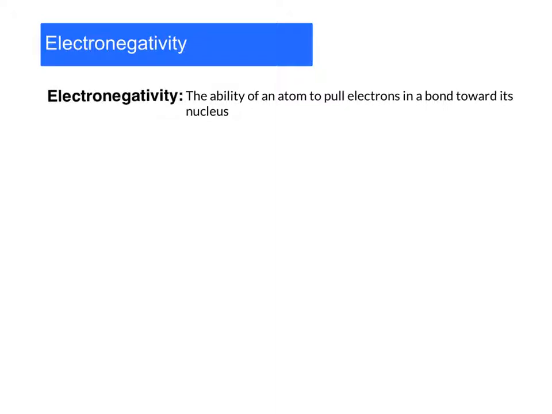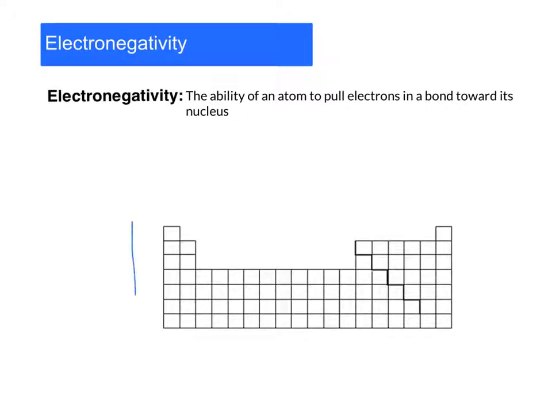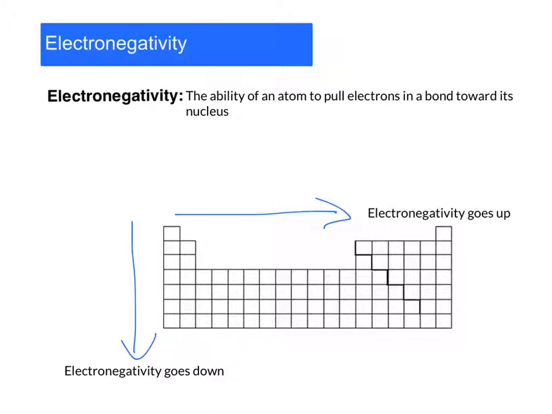So as we go down, the atoms are going to get bigger, which means that we have more shells of electrons, and so that means that it's going to be harder for that nucleus to pull electrons toward it, so the electronegativity is going to go down. As we go across, our Z effective is going to get bigger, which means that those electrons can be pulled toward the nucleus more easily, and so our electronegativity is going to increase as we go across the periodic table from left to right.